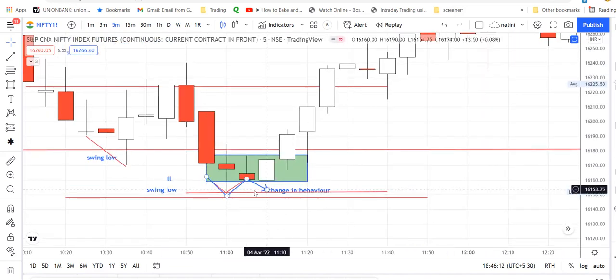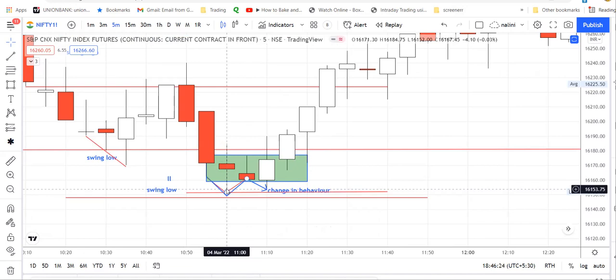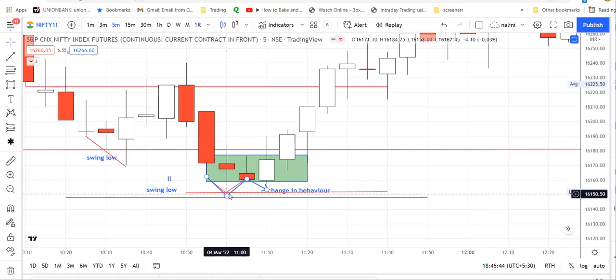So this is it actually. The market is trying to change its behavior. So keeping the stop loss, your stop loss will be very, very small. See, the stop loss is 16,152, which is the low, and you can go long even in this candle itself, 173, keeping it as 158. Or otherwise, by knowing this change in the behavior, keeping this stop loss, you can enter over here.